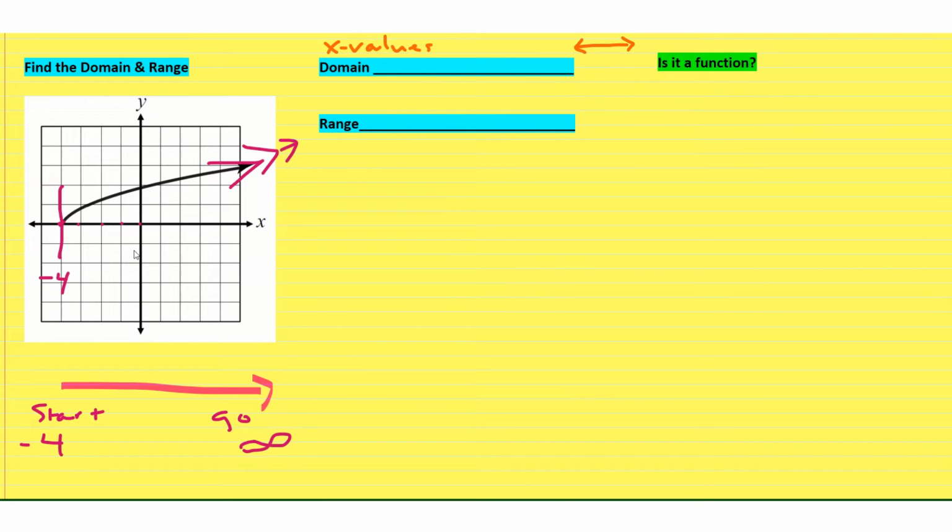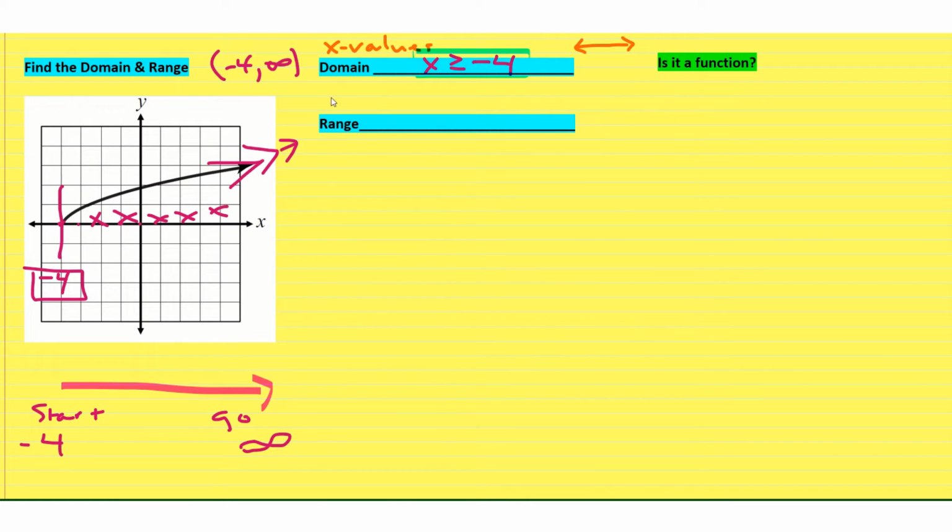So that means that all of my x values are going to be greater than the -4, and then they will continue on to positive infinity. If you wanted to write that in interval notation, it starts at -4 and goes to positive infinity. That would be the way we would write it in interval notation. But it is also acceptable to note the domain values as x's are greater than or equal to -4.